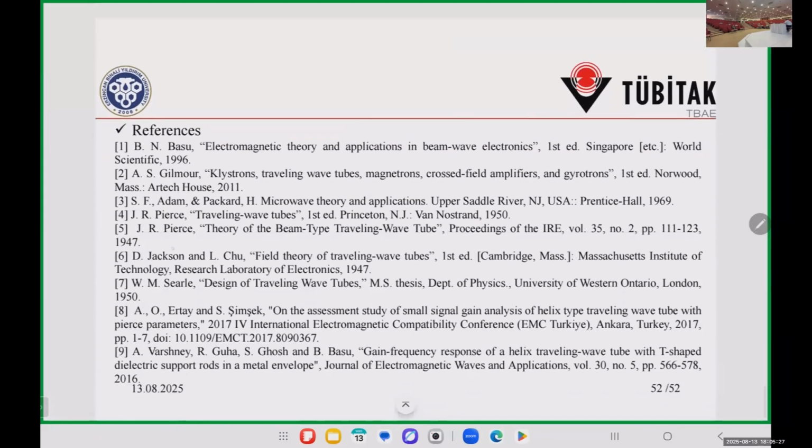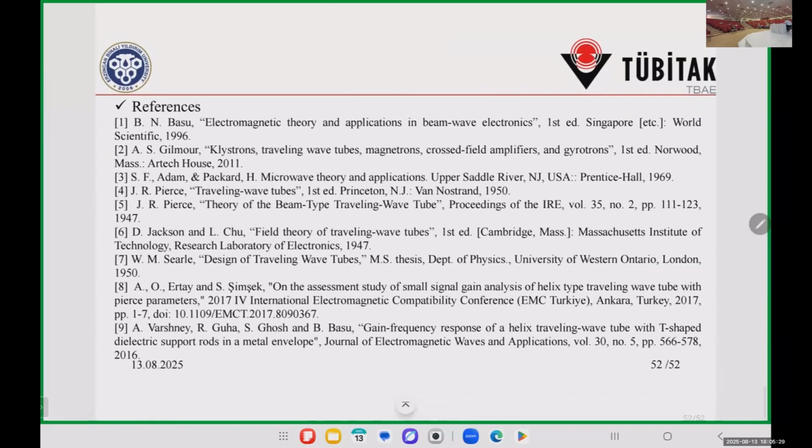So these are many references. Some important references here: Pierce, Gilmore, Basu.